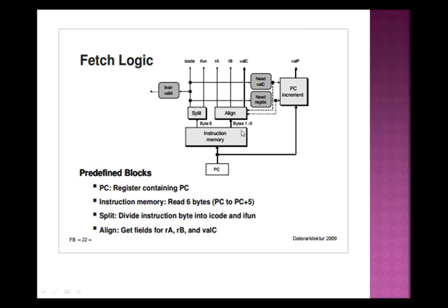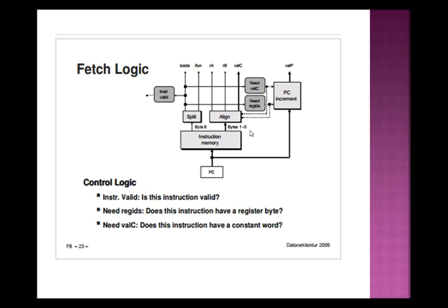PC increment, instruction memory, split, align, PC. The predefined blocks are the PC register containing the PCs, and instruction memory, which reads the 6 bytes. PC to PC plus 5 means incrementing the values. Then split into multiple parts, that is dividing the instruction into the icode and ifun, and align the values for rA, rB and valC. This is your fetch cycle.